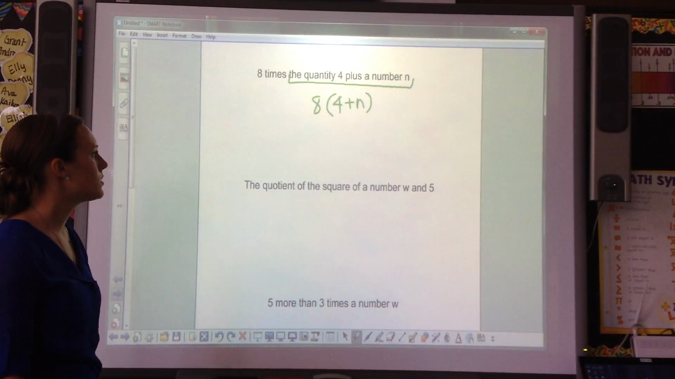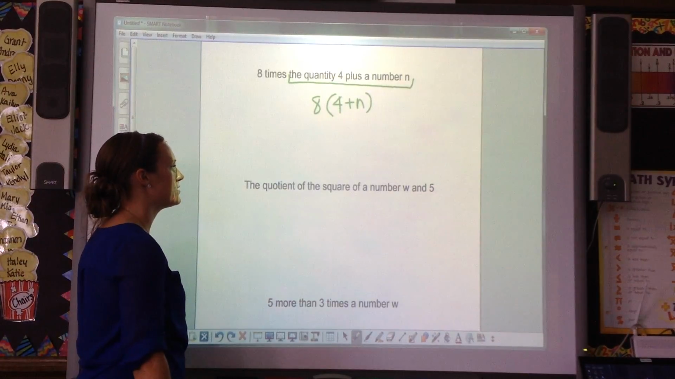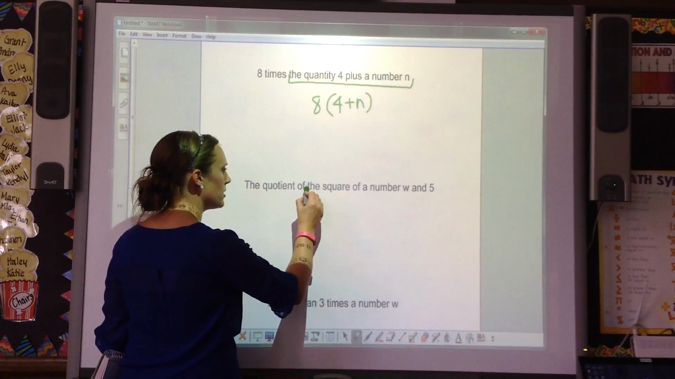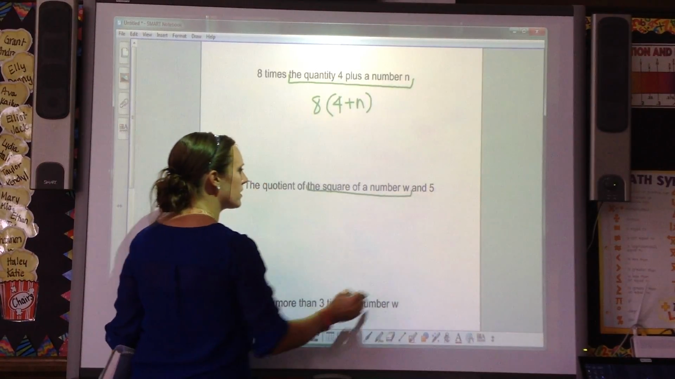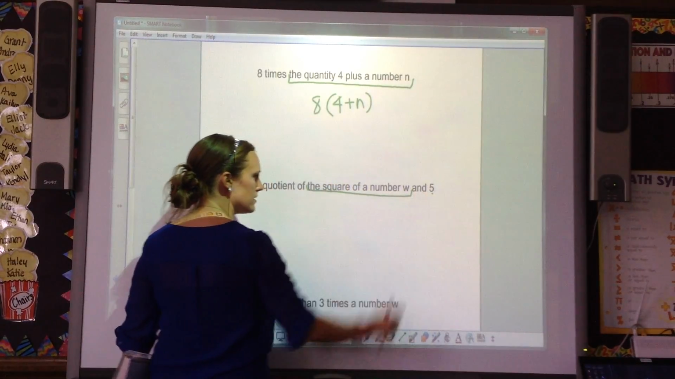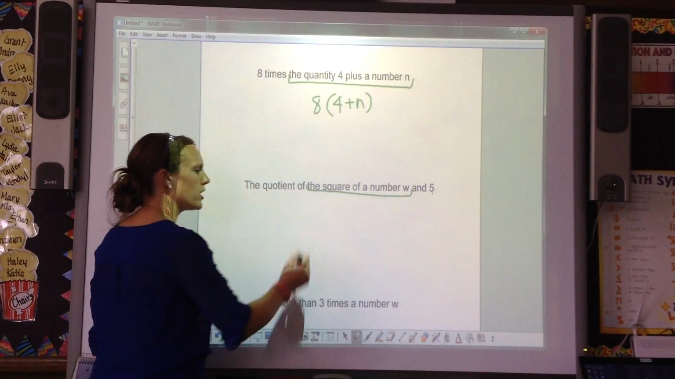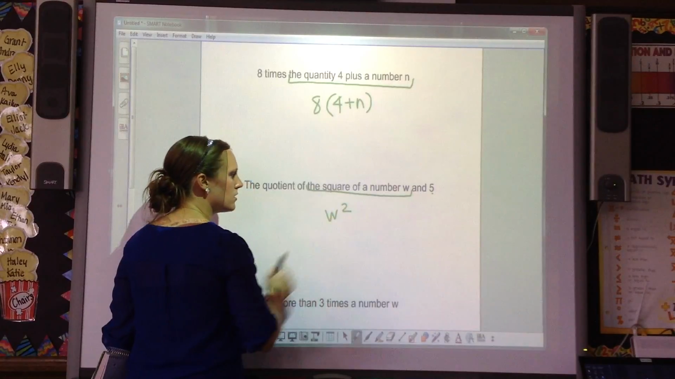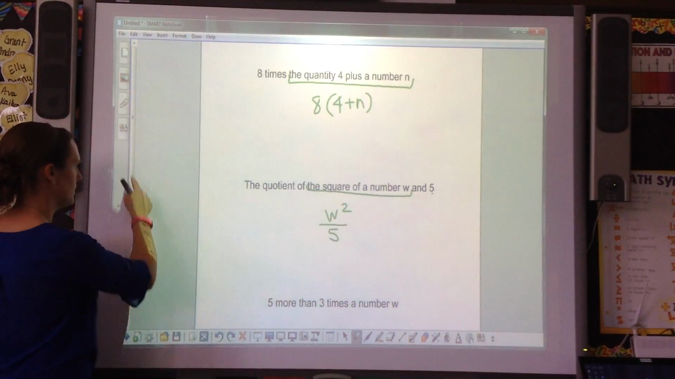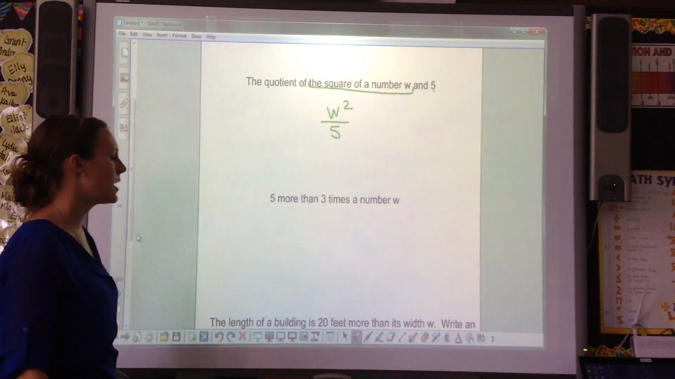The quotient of the square of a number w and 5. So again, you kind of have to find a quantity for these. We're dividing this by this. That and separates the numerator and the denominator of our fraction. The square of a number w divided by 5.